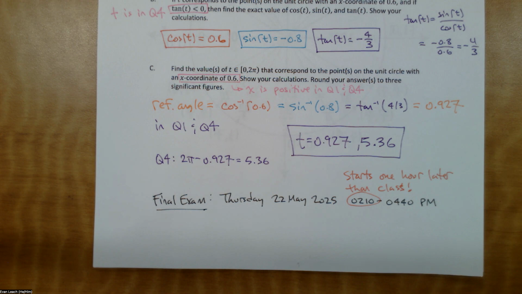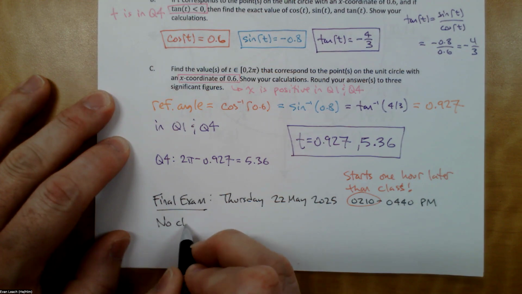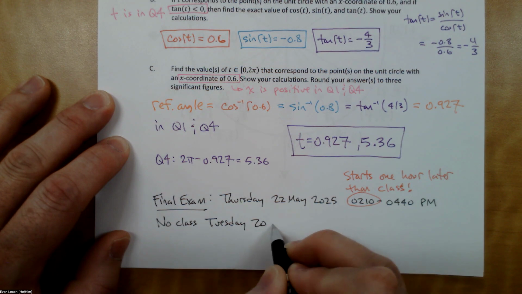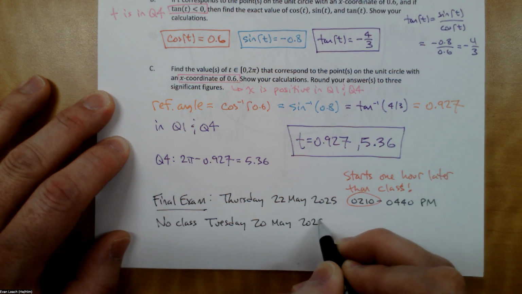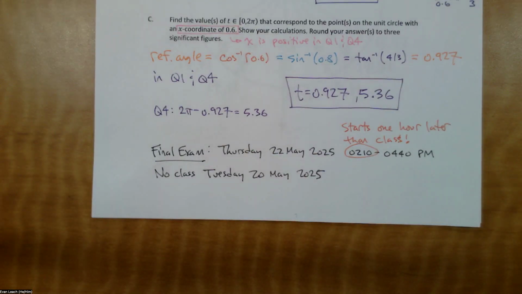So there is no class on Tuesday, May 20th. Starting this Friday, the 16th, we are switching to final exam schedule. So there is no class next Tuesday. We do not have a class meeting next week on Tuesday because it's final exams and you have some other final exam to take at that time, depending on what your Tuesday, Thursday class schedule looks like.